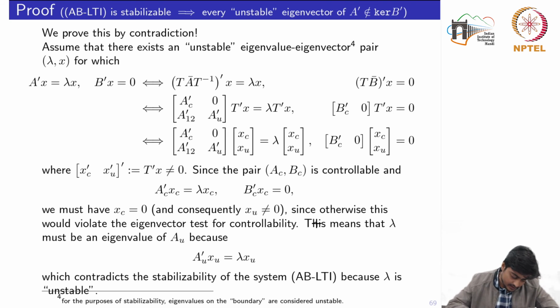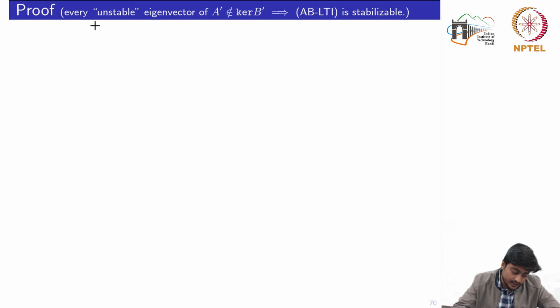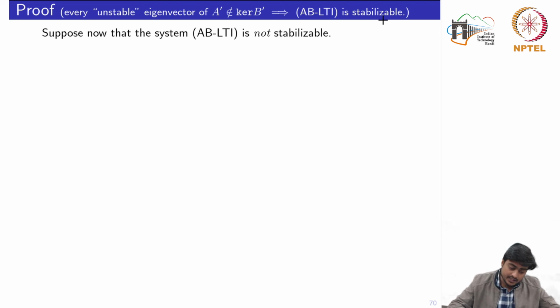So this means that lambda must be an eigenvalue of AU, because A transpose U xu is equal to lambda xu, which contradicts the stabilizability of the system because lambda is unstable, right? So this completes the proof of this part. The second part would be the other way implication, that is to say that every unstable eigenvector of A transpose, if it is in the kernel of B transpose, then it implies that the pair AB is stabilizable. Again we will follow the negation approach: suppose now that the system is not stabilizable, so we want to prove that there is an unstable eigenvector of A transpose which belongs to the kernel of B transpose.